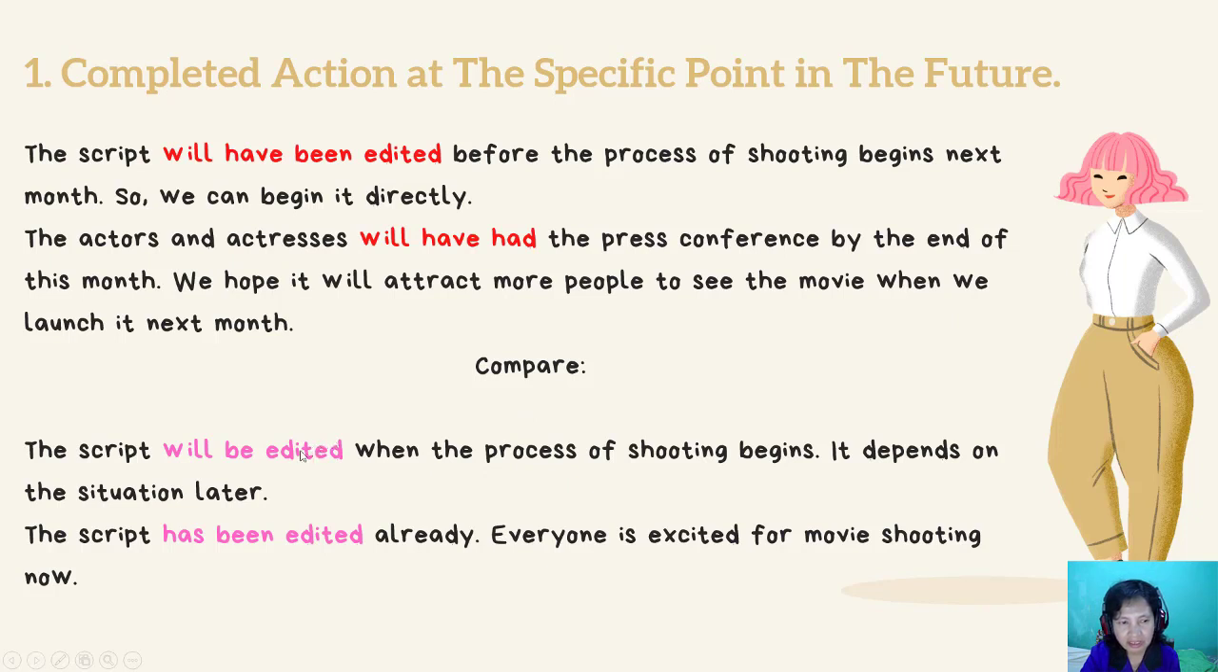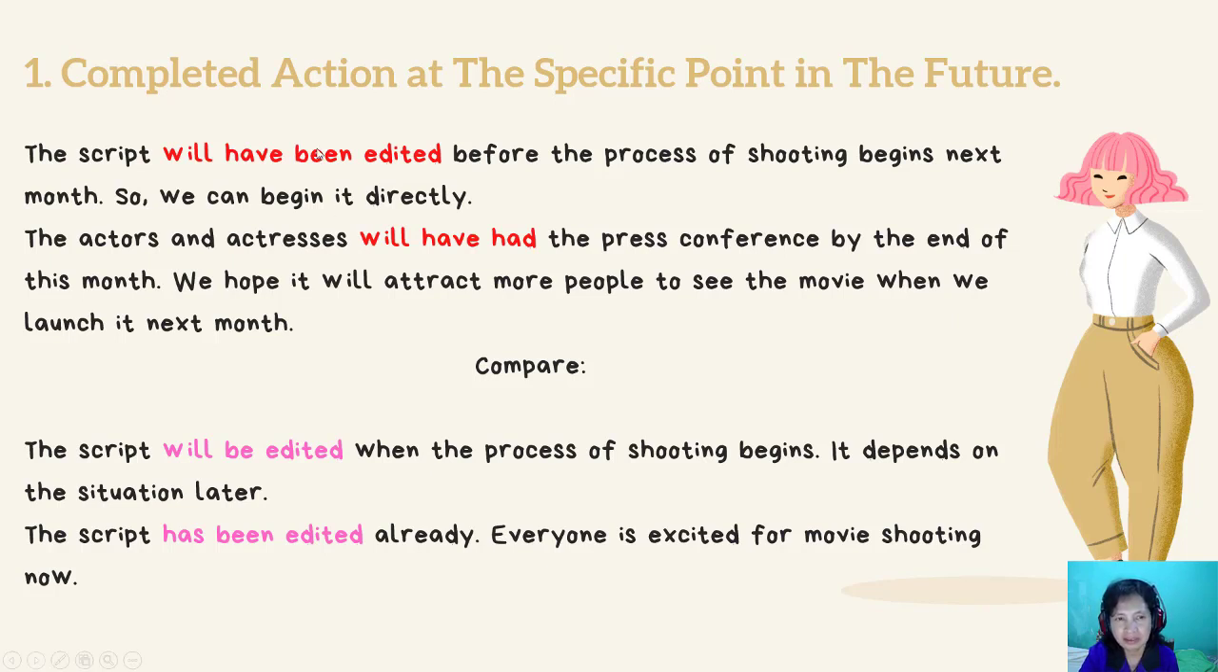Let's compare to this. The script will be edited when the process of shooting begins. Will be edited, simple future. When the process of shooting begins, almost the same? No, actually. Look at the meaning. In this, the time of editing is the same as when the process of shooting begins. So I put it here. It depends on the situation later. If the script is not satisfying when the process of shooting begins, it is possible that it will be edited.